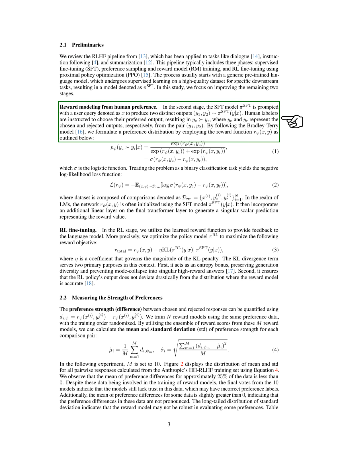In the second stage, the SFT model is prompted with a user query to produce 2 distinct outputs. Human labelers are instructed to choose their preferred output, resulting in a chosen and a rejected output. By following the Bradley-Terry model, we formulate a preference distribution by employing the reward function. This function is used to calculate the probability of the chosen output being preferred over the rejected one. Treating the problem as a binary classification task yields the negative log likelihood loss function.